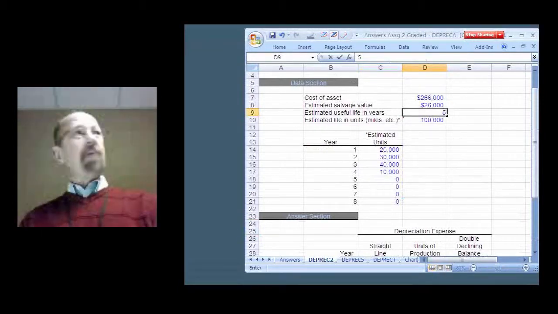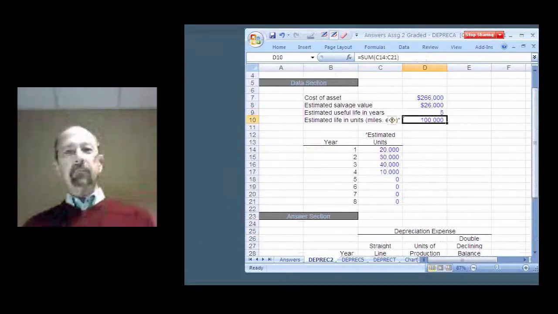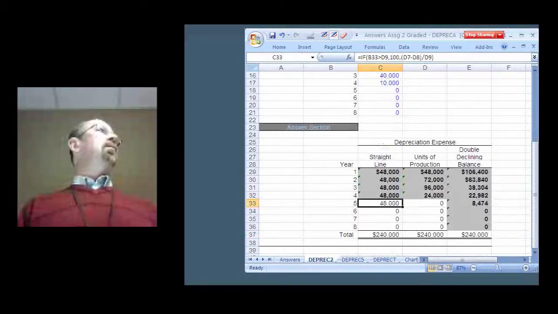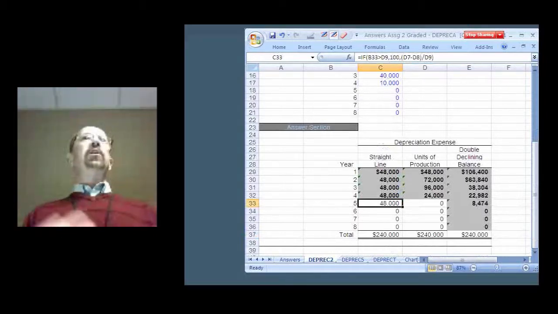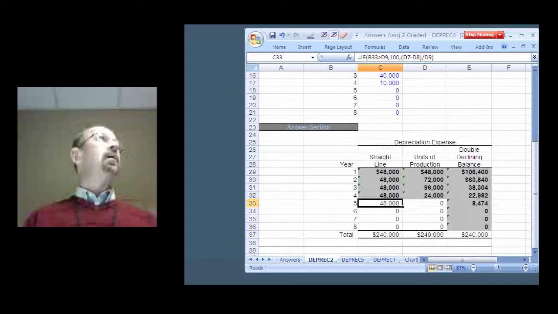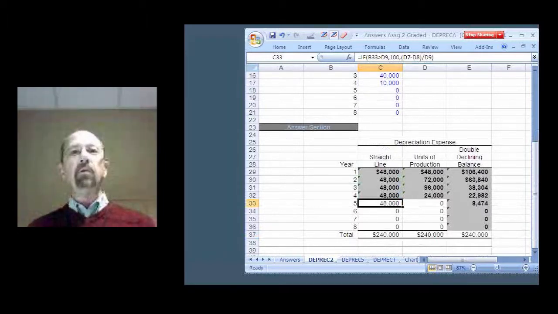Okay, so if I put down 5 here, watch what will happen to all my straight line numbers. That 100 goes away, and now it's taking 240,000 dividing by 5. And so it puts 48,000 in each one of the years. Because in this if statement, it's saying, okay, B33 now equals D9. So I'm not going to put down this 100. I'm going to put down D7 minus D8 divided by D9.